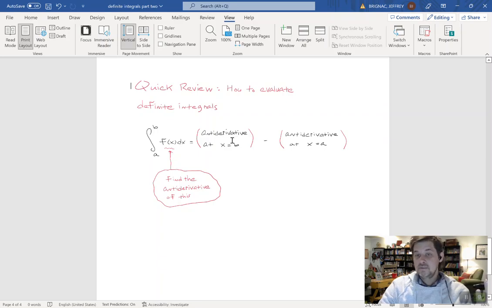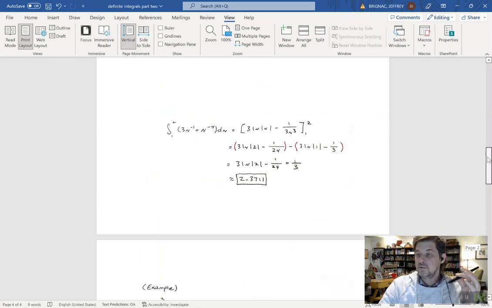So how we evaluate these is we find the antiderivative of this function first. And then we plug in b into that antiderivative. We plug in a into that antiderivative, and we subtract them in the order that you see here. So that's how we'll do it. Now, to do it this way is called the fundamental theorem of calculus, but this is not the only way that you can evaluate a definite integral. It's the only way that we'll be talking about, so you can expect anything that you see to be doable by this method. With this in mind, let's look at the examples.